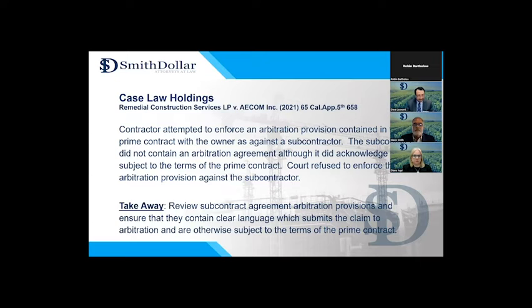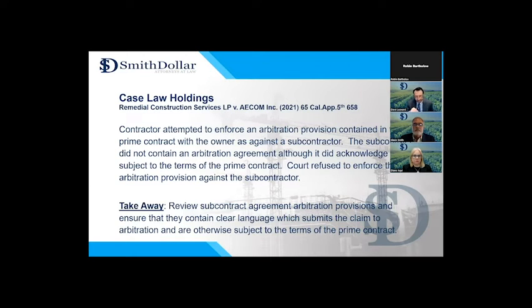Now, the subcontract agreement did not have an arbitration clause within it, although both the prime contract and the subcontract did acknowledge that the subcontract was subject to the prime contract. And you see that quite a bit. However, this court refused to enforce the arbitration provision, saying, even though the prime contract said all subcontracts are incorporated therein, even though the subcontract said we're subject to the terms of the prime contract, without actually having an arbitration provision within the subcontract, the court wouldn't enforce it.